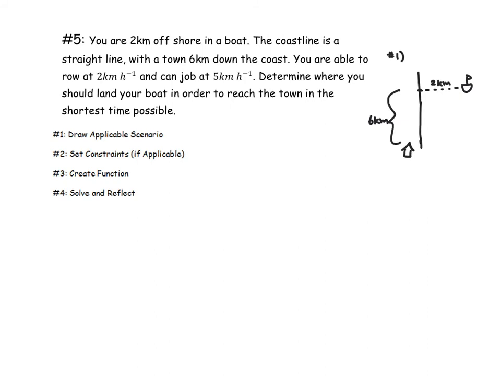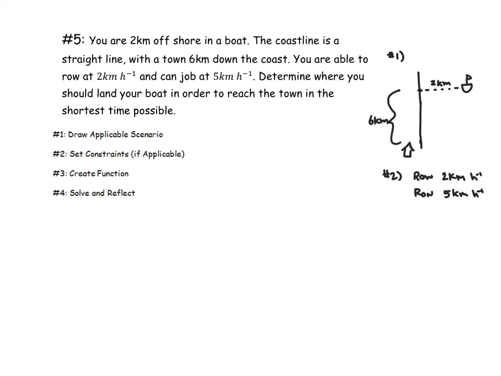You are able to row at 2 kilometers per hour. I guess that could be a constraint, right? Row at 2 clicks per hour and run or jog at 5 clicks per hour. Determine where you should land your boat in order to reach the town in the shortest time possible.